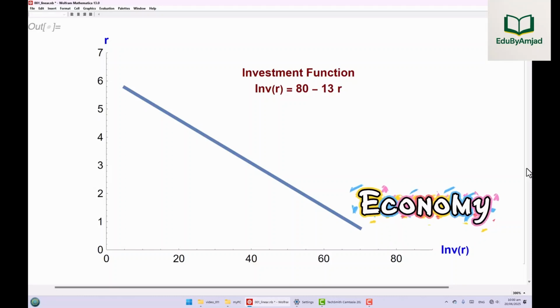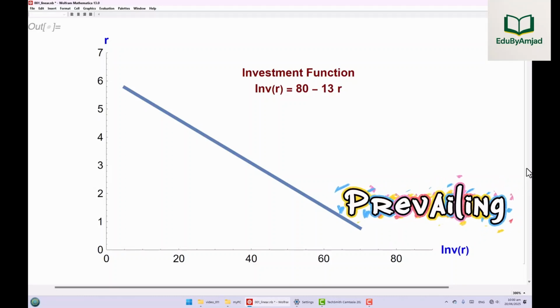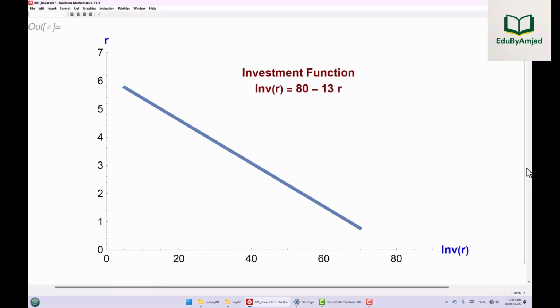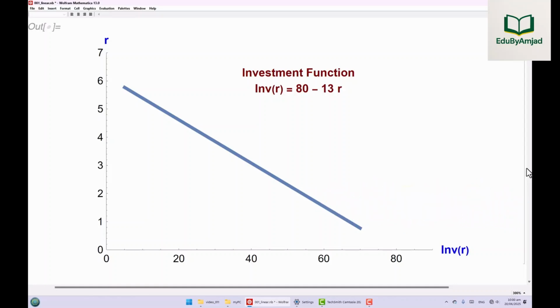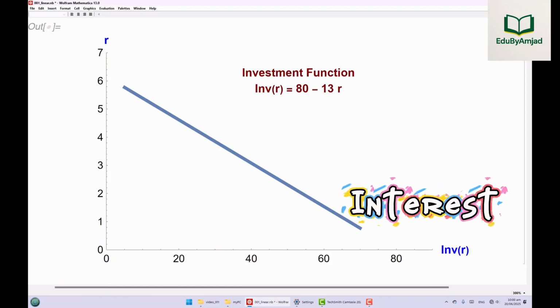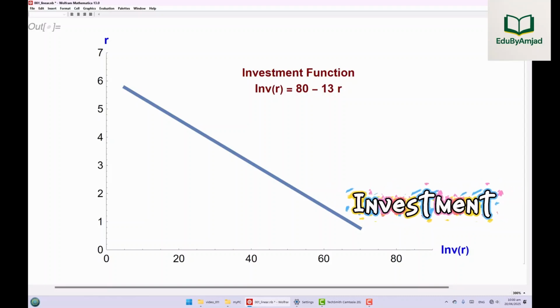In an economy, the level of investment is sensitive to the prevailing interest rate. We see here the negative relationship between the two. This is a plot of the investment function. The higher the interest rate is, the lower the investment, and the lower the interest rate, the higher the investment.